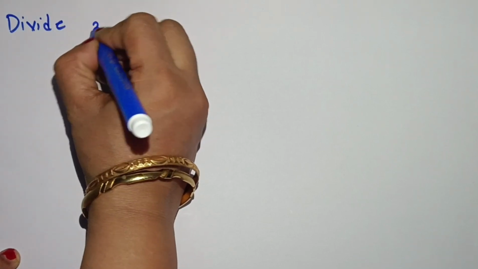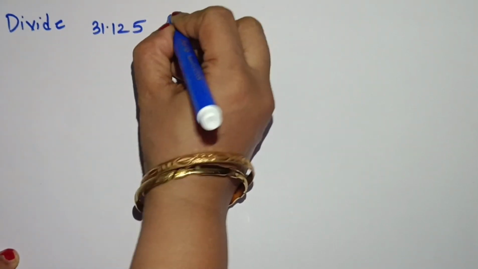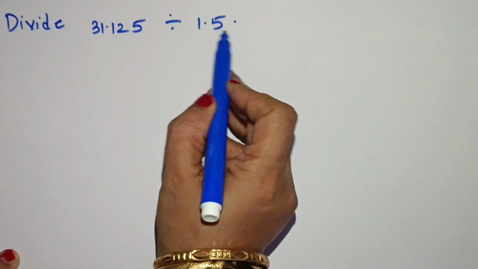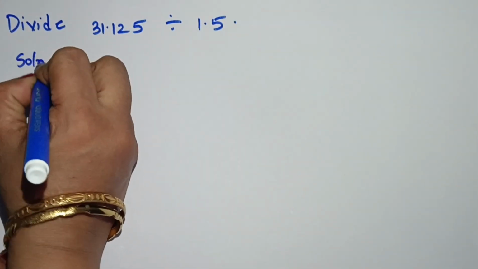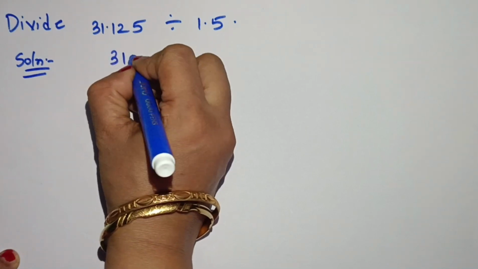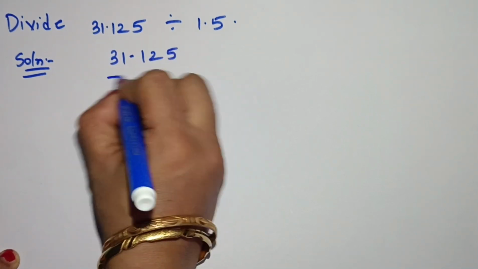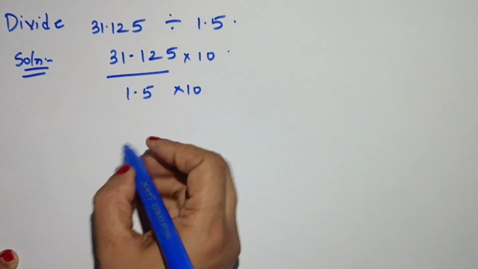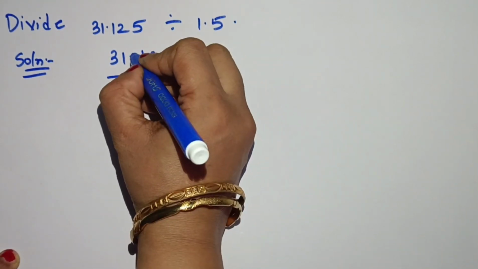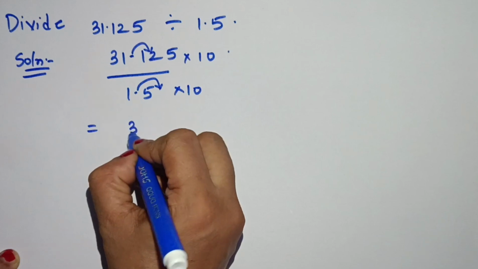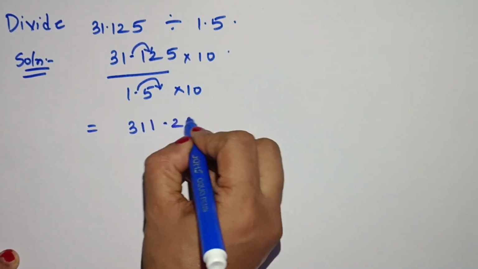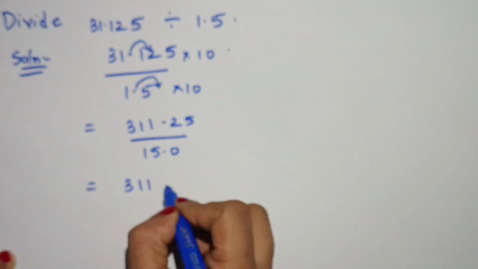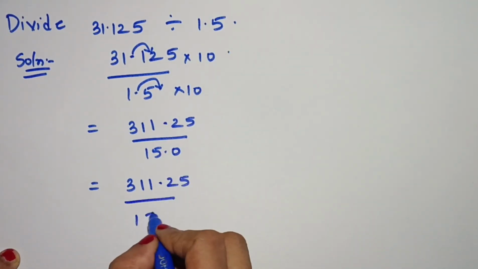Divide 31.125 divided by 1.5. It means division of a decimal by another decimal. So everyone knows all the steps. Let's see. 31.125 divided by 1.5, multiply by 10 and 10. Now move only one place to the right. Now your final question is 311.25 divided by 15.0, which is nothing but 311.25 divided by 15.